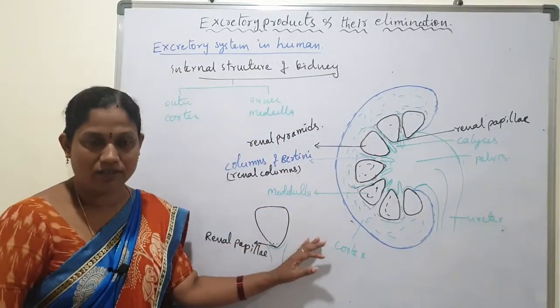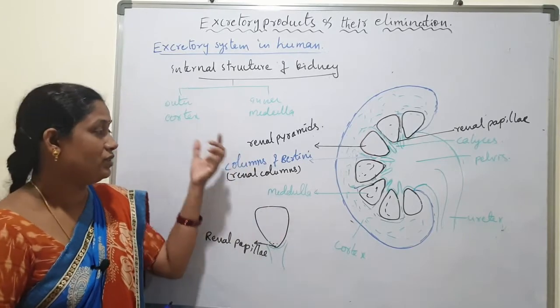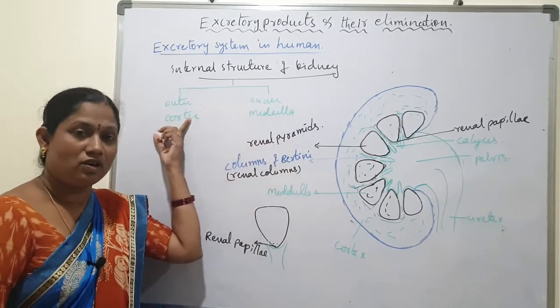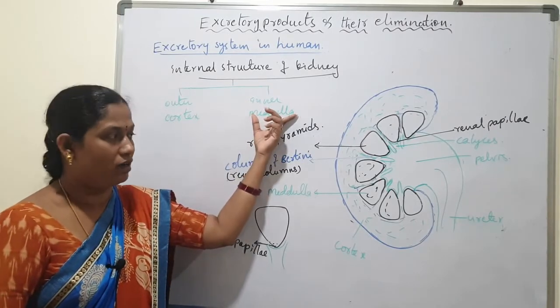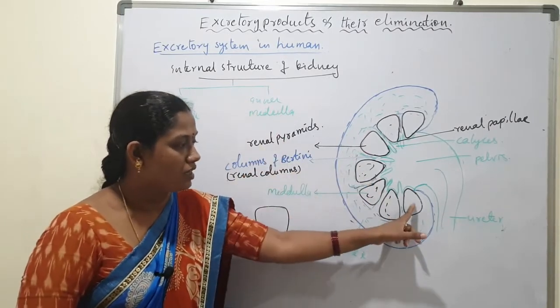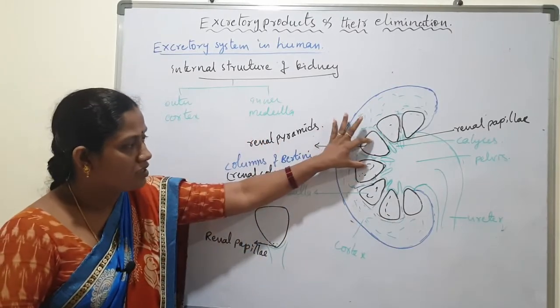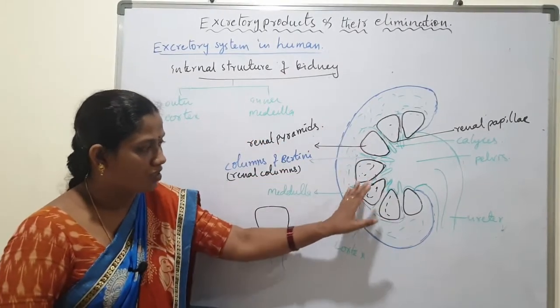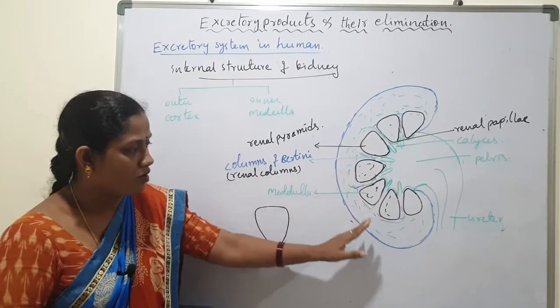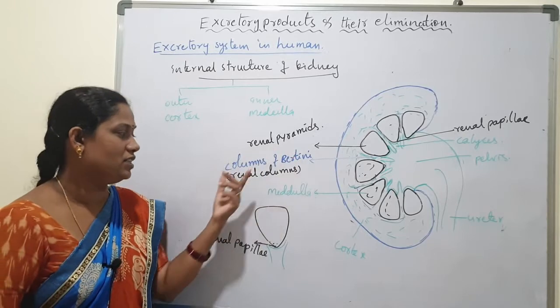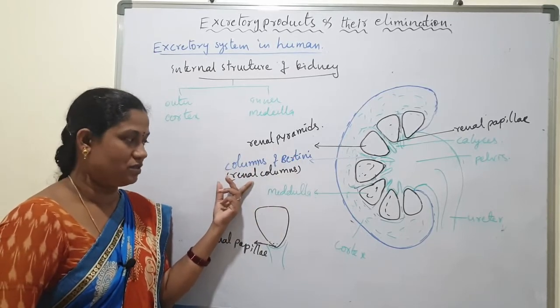So this is the internal structure. Internally it divides into two regions: the outer region cortex and the inner region medulla. The medulla forms triangular shaped structures called renal pyramids. In between the renal pyramids, the cortex extends to form column shaped structures. These are called columns of Bertini or renal columns.